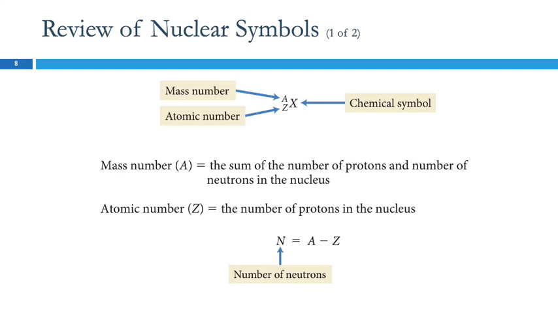So the way I like to think about this, let's get some of that out of the way. So we've got A and Z, and these are stacked up conveniently so you can subtract them. So the bigger number is always going to be on top and the smaller number on the bottom, and you take this minus that, and that will give you the number of neutrons.